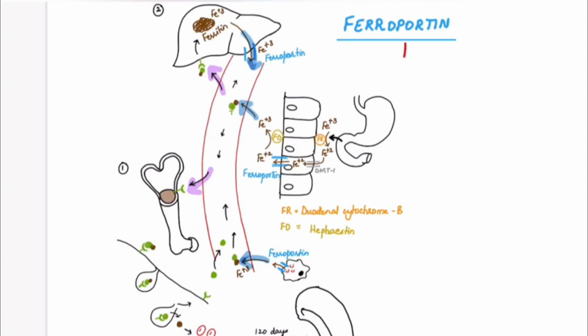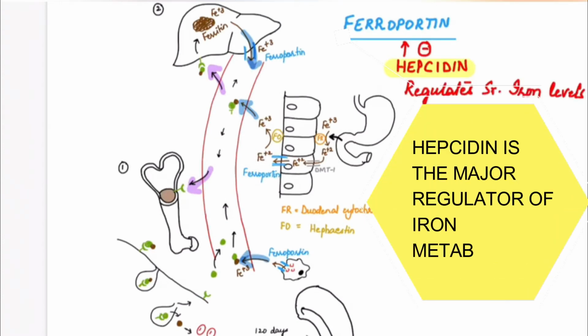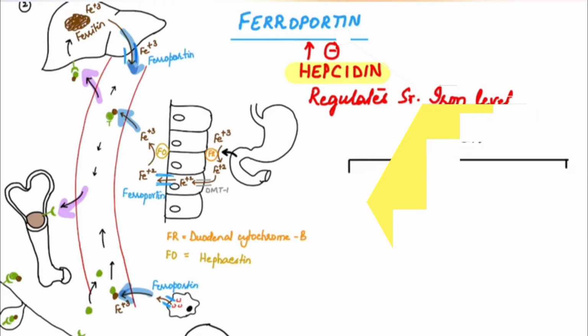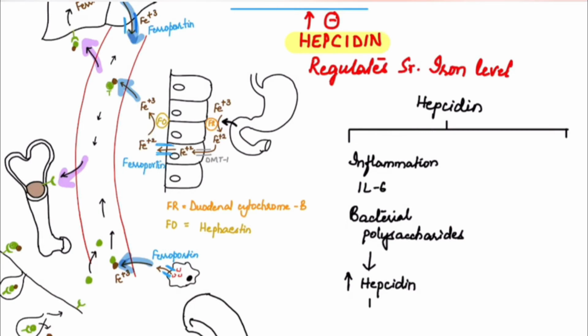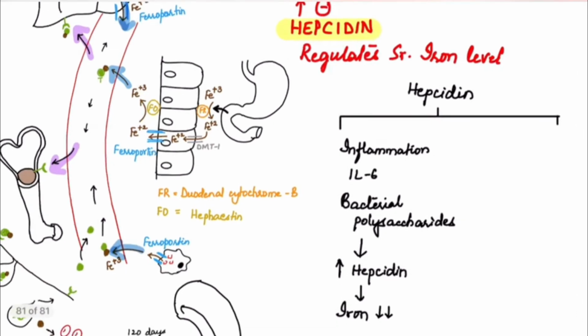So this ferroportin is tightly regulated by a hormone released from the liver called hepcidin. And hepcidin is a very important regulator of iron metabolism. Hepcidin is also an acute phase reactant, and so inflammation, especially mediated through interleukin 6 and some bacterial polysaccharides, can increase the hepcidin levels. So this increased hepcidin inhibits ferroportin, thereby decreasing the iron levels in the body.